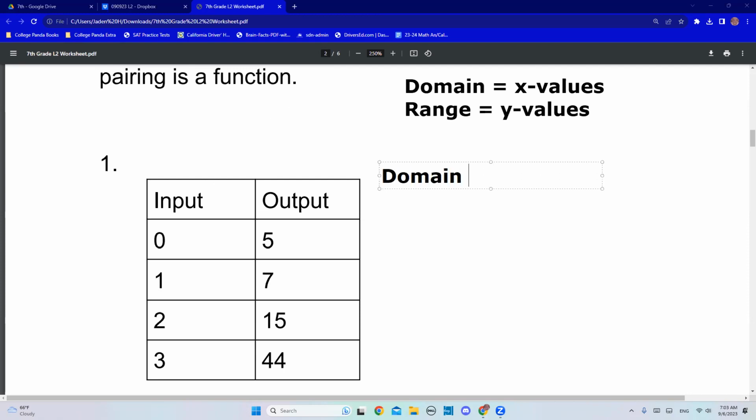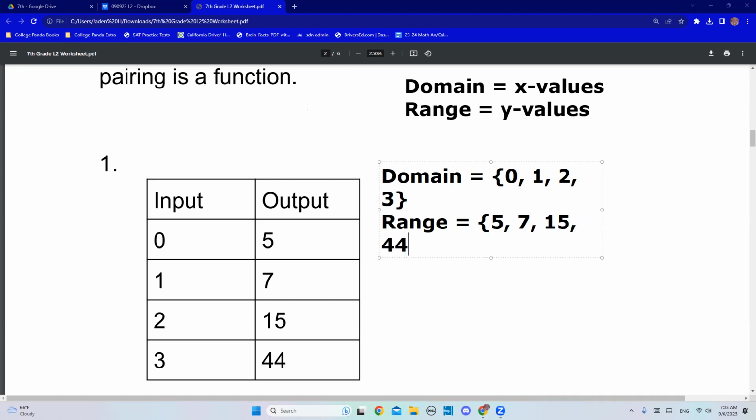So the domain for this one, whenever you have a set of numbers they give you, you put it in brackets and then sort it from least to greatest. So 0, 1, 2, 3 would be your domain in these brackets, or I forgot what they're called, the squiggly lines, I guess. So just remember, when they give you a set of values, that's going to be your domain and range. So then the range would also be 5, 7, 15, 44.